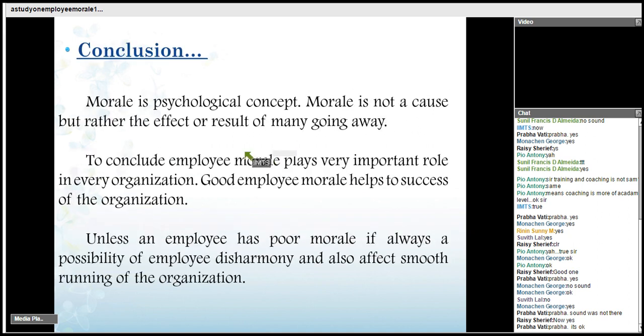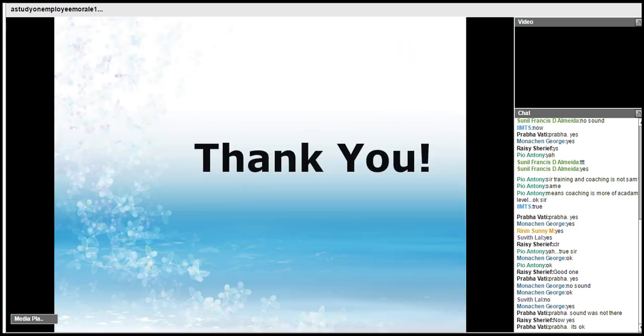Conclusion: morale is a psychological concept. Morale is not a cause but rather the effect or result of many things going on. To conclude, employee morale plays a very important role in every organization. Good employee morale helps the success of the organization. Unless an employee has good morale, there is always a possibility of employee disharmony, and it also affects the smooth running of the organization.